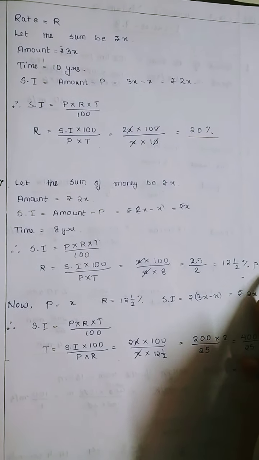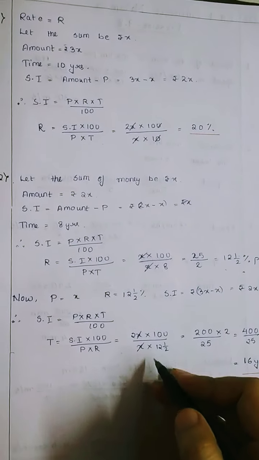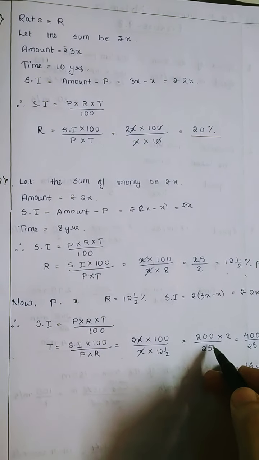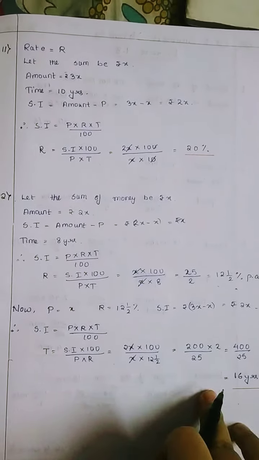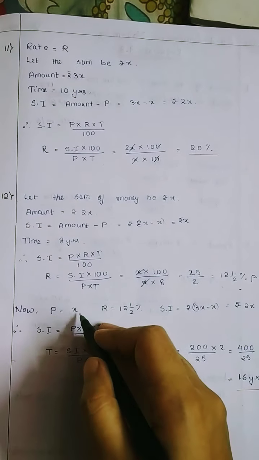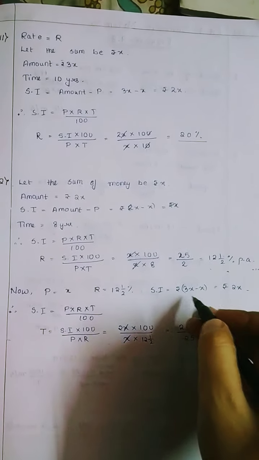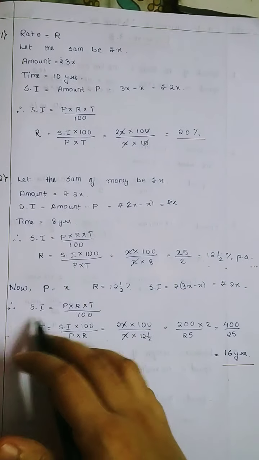Now we have to find that at this rate what will be the time when the amount becomes triple. So we have to find here the time. Okay, the rate is now given. Principal we have taken x. Simple interest is 3x minus x, that is 2x. Okay, now we have to find the time. Just put the values again.